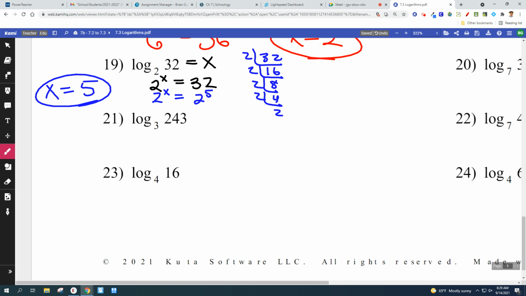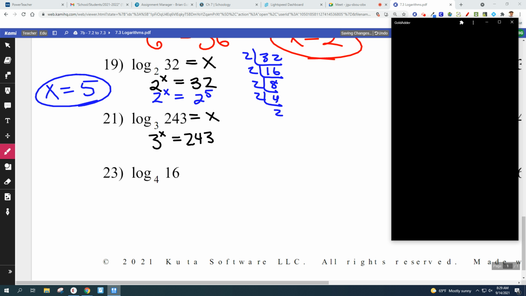So then the next one's hard because 243 is unfamiliar, but it's the same thing. You're looking for the exponent that's going to make 243. Anybody want to guess? 5? Good guess. I'm not sure if that's right, but maybe. All right, base 3, exponent x equals 243. Let's check it out.